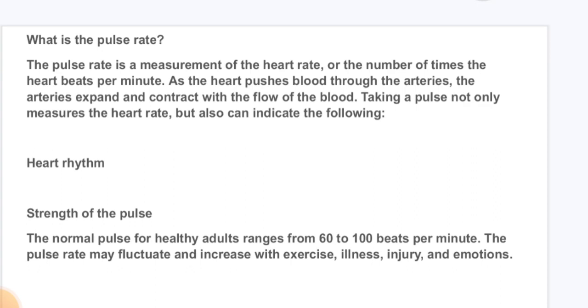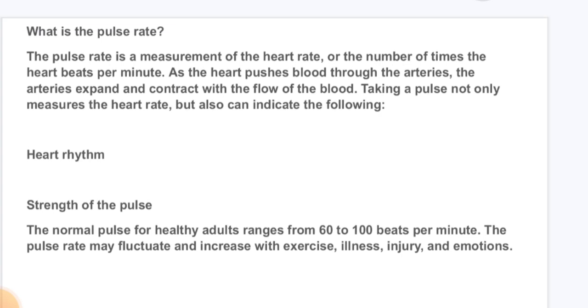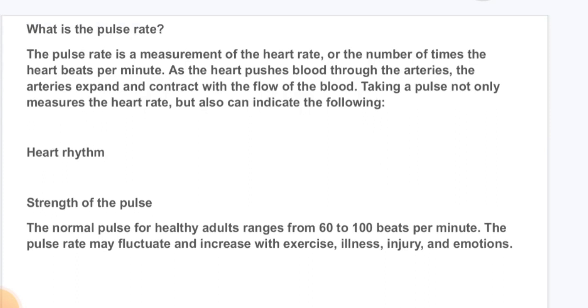So pulse rate is a measurement of the heart rate. Heart rate measurement is what is called pulse rate, and heart rate is almost the same. It is the number of heartbeats per minute. So we have to measure how many times the heart beats in 1 minute. That is called pulse rate. The heart pushes blood through the arteries, and the arteries expand and contract with the flow of blood.